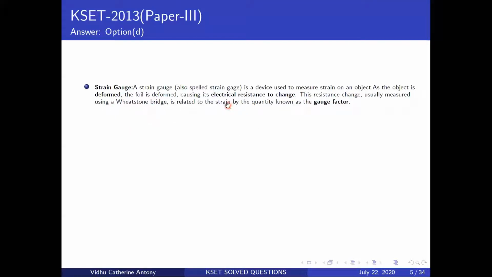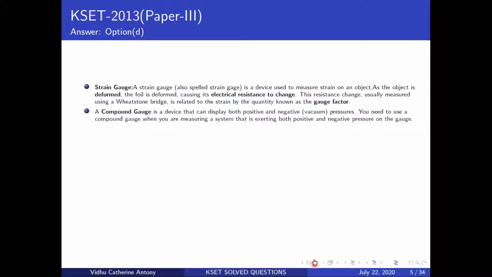and it is related to the strain by this quantity called the gauge factor, which we will be talking about in another question. Okay, so basically it's the change in resistance due to some deformation or a strain. Okay, next let's look at what a compound gauge means.